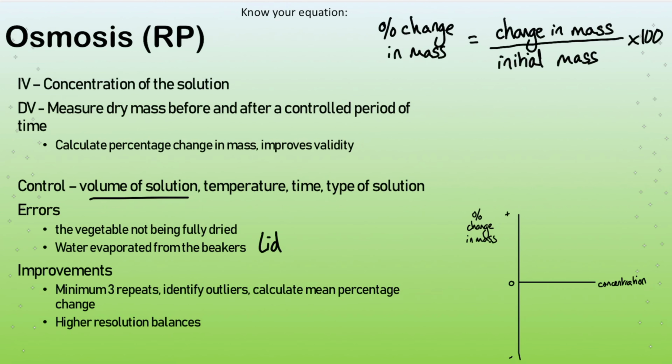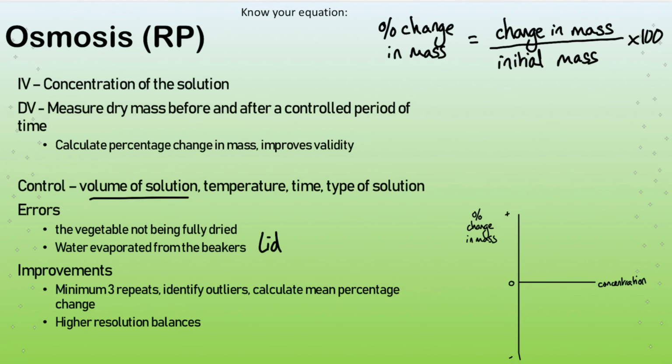Improvements you could do is having a minimum of 3 repeats, which is a fairly standard thing. If you take repeats, you can identify outliers. If you have 3 repeats as well, you can also calculate a mean percentage change in mass, having eliminated outliers before you calculate that mean. And you can also use balances which have a higher resolution. Resolution meaning how many decimal places you have. So 2 decimal place scales would be much more accurate than using a 1 decimal place scale, because it's a closer reading to the true value.